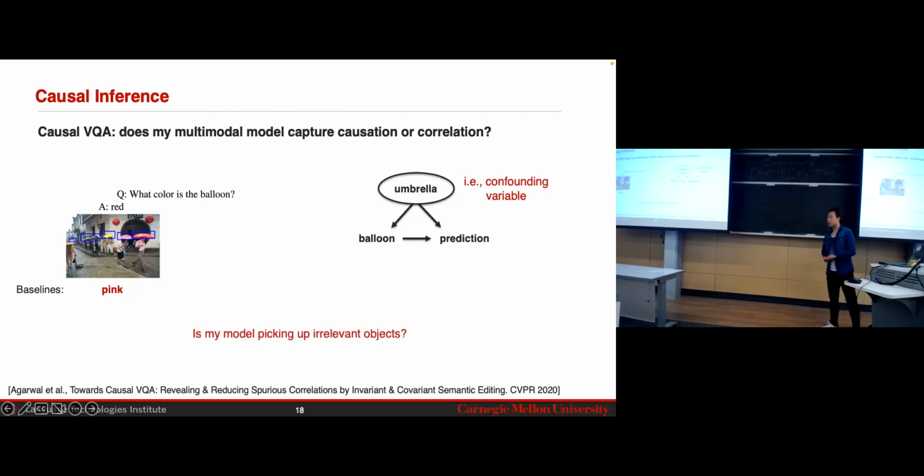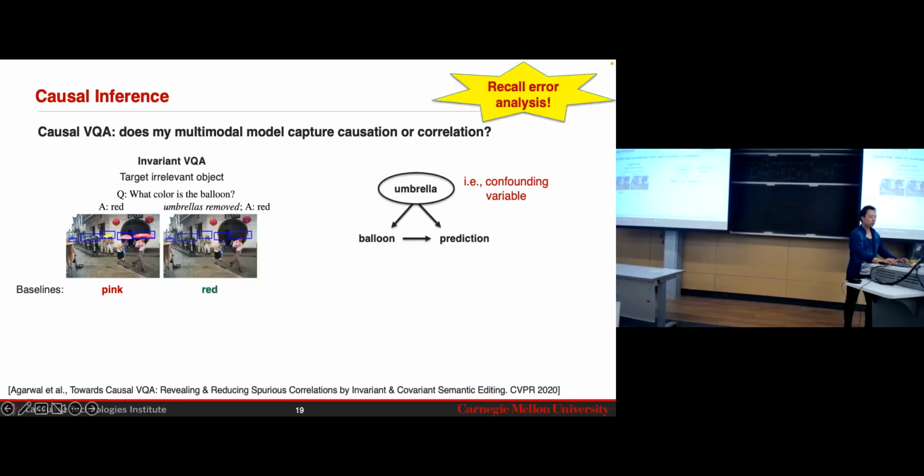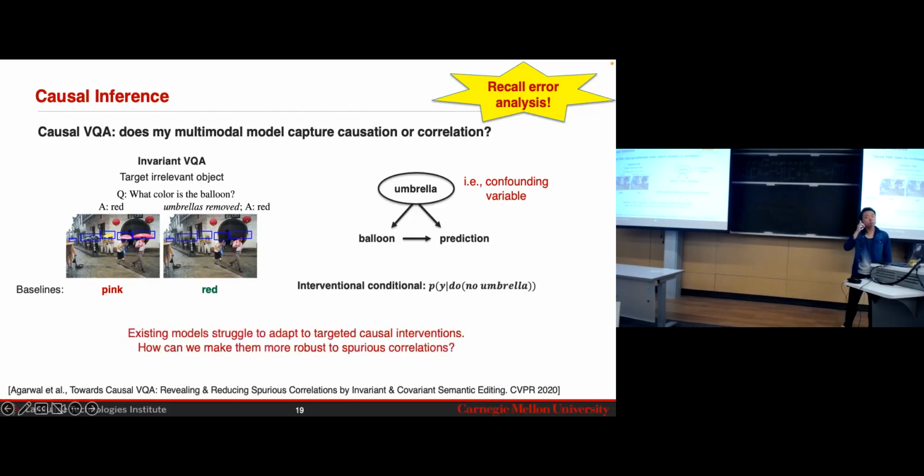So to test whether your model is actually picking up these irrelevant objects, you can, again, make targeted interventions. Remove the umbrellas from the image using Photoshop. And once you do that, you see whether the model actually starts focusing on the balloons instead of focusing on the umbrellas. So again, that's an example of intervention and the fact that the models may not be picking up on the right objects and therefore picking up some other spurious correlations in terms of color.